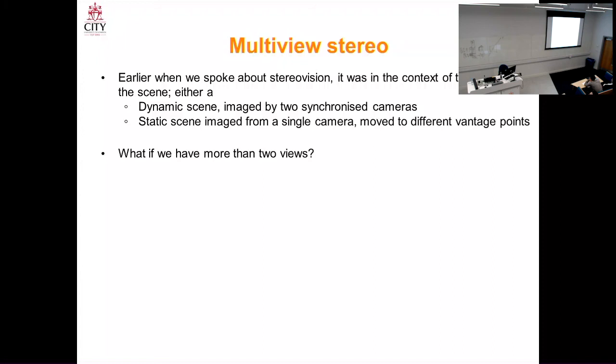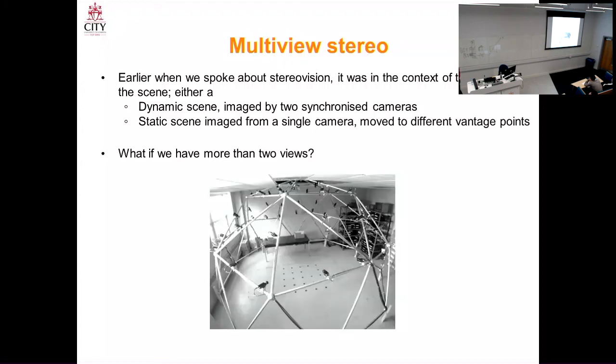An example could be something like this, at Carnegie Mellon University in the USA. These researchers built this hemispheric dome, and they mounted over 50 cameras in this environment. Then a person went in there and did some sort of action, and they wanted to record that action in 3D.